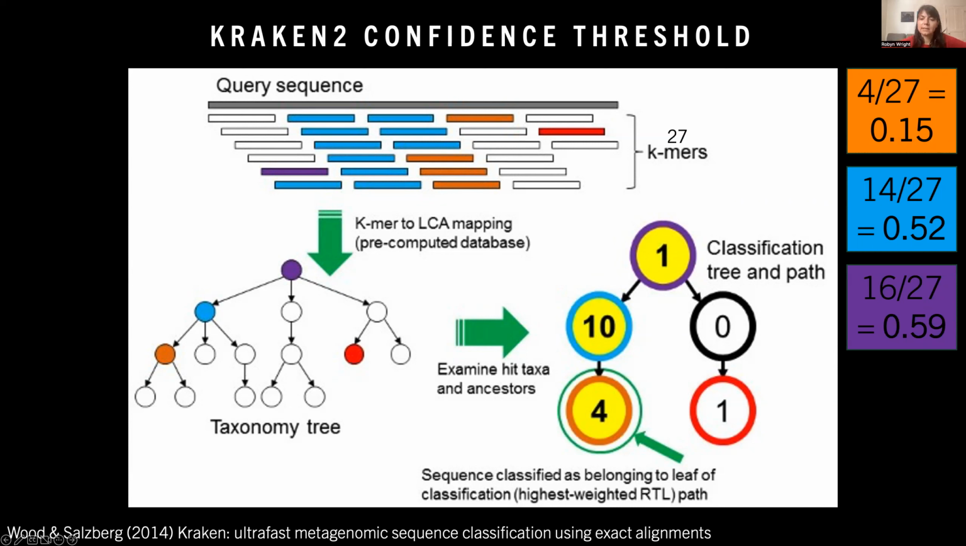And Kraken allows us to set a confidence threshold. So in this example, if we have no confidence threshold set, then this is 0 by default, so we'd say that the sequence is the orange taxon. If we set it to say 0.2, then we'd say that the sequence belongs to the blue taxon, and so on.